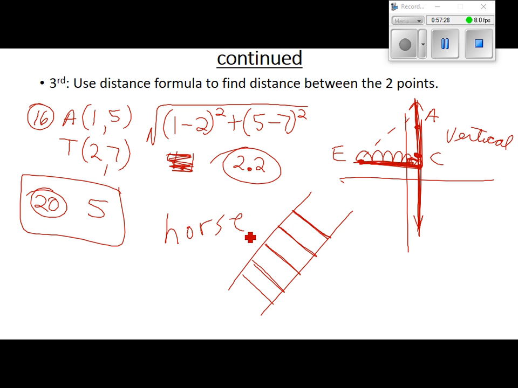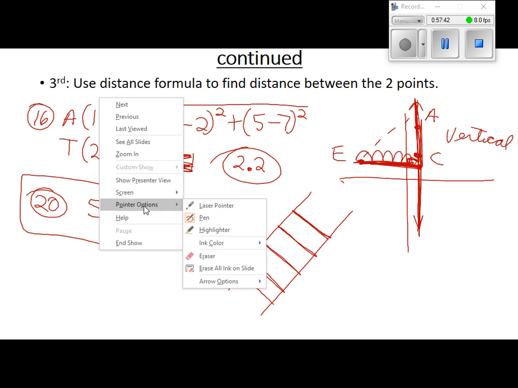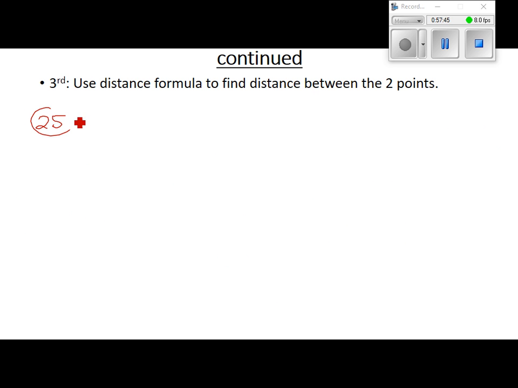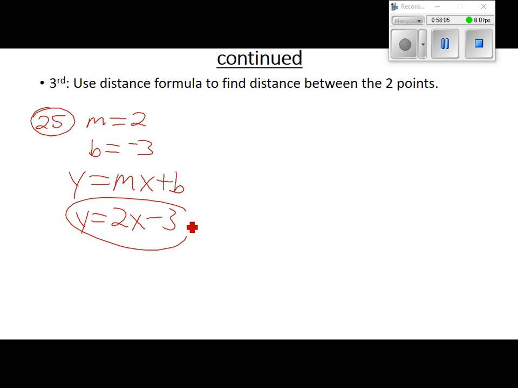Yeah. 25 says write an equation in slope-intercept form. What two things you got to know to write an equation in slope-intercept form? Slope and the y-intercept, the m and the b, right? So, let's do this real quick. So this is 25. They tell us the slope is 2. The y-intercept, which is b, is -3. Your equation's y equals mx plus b. So tell me how to write this equation. Y equals 2x minus 3. That's it. Don't make those harder than they are. That's all you got to do.